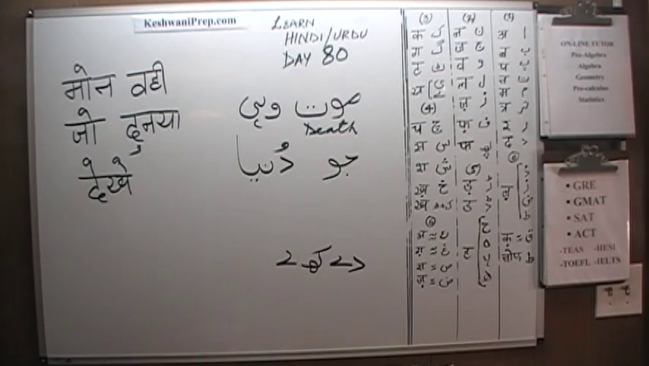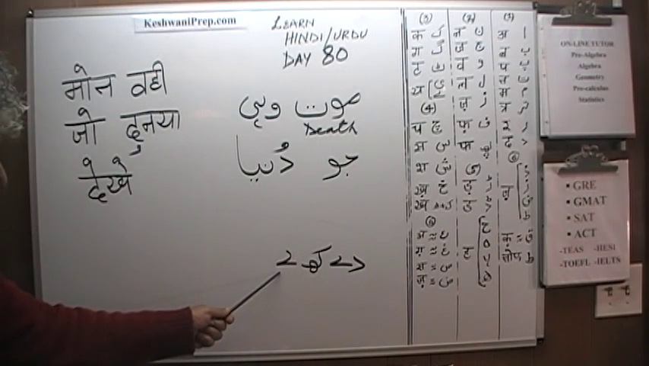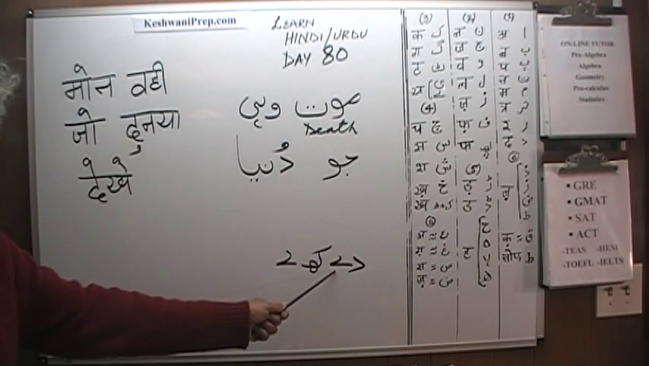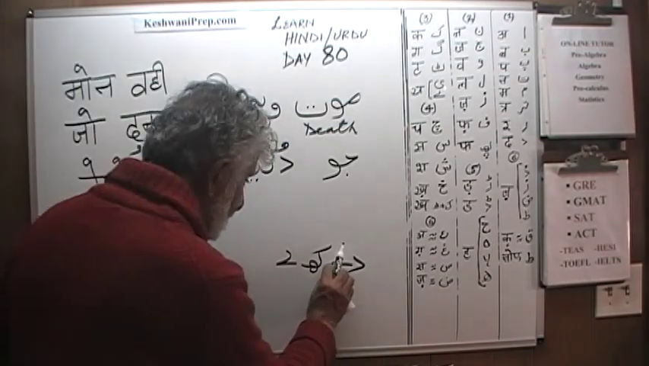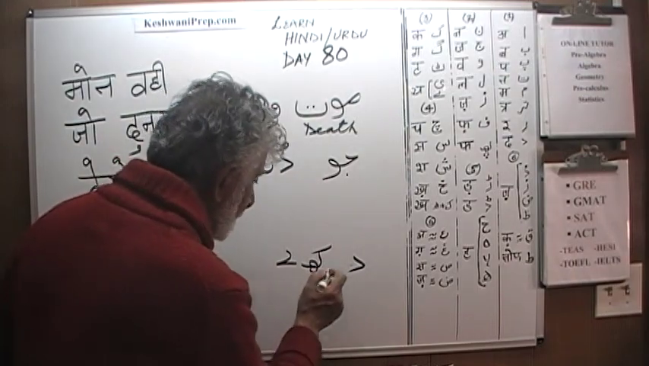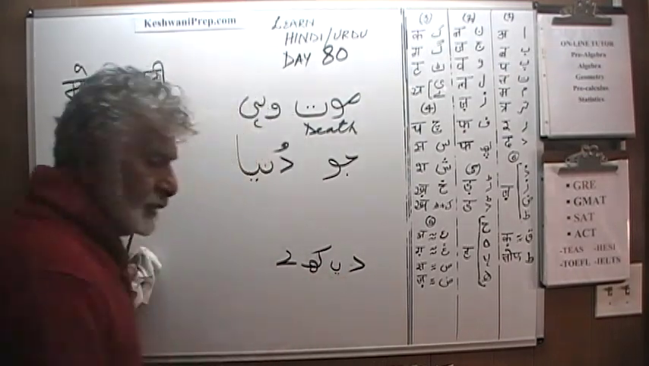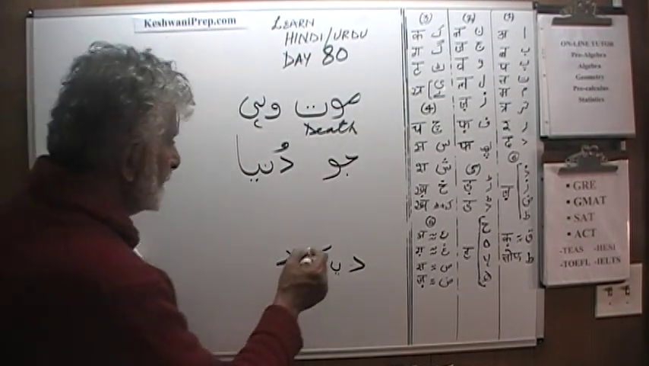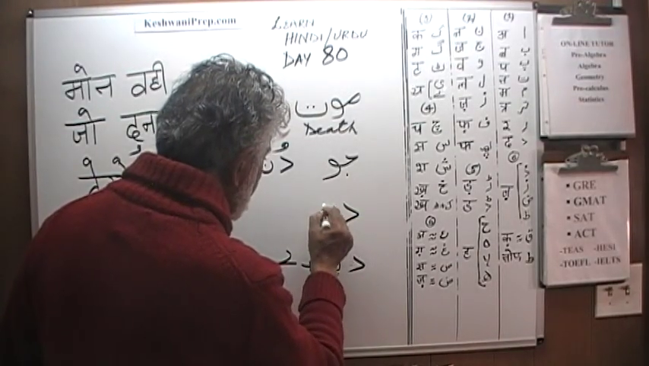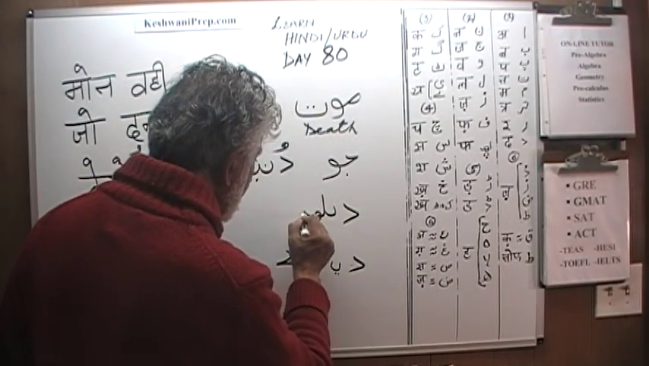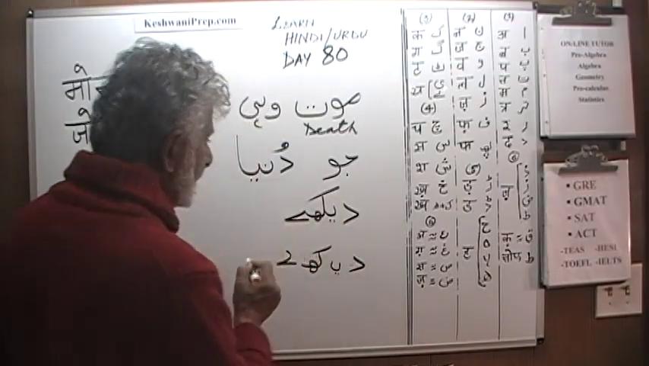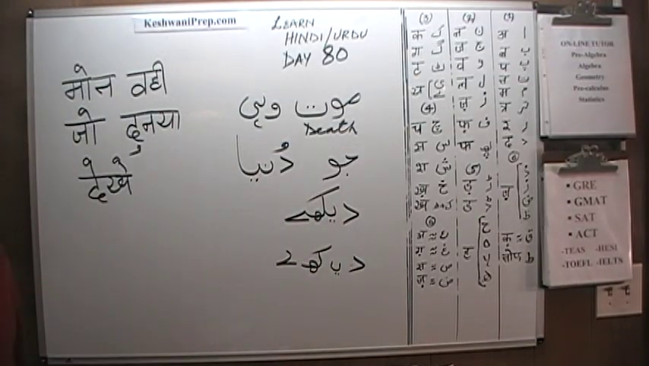Let's put them together. This second badi hai, because it appears at the end, is going to retain its shape. This one, because it appears in the middle, is going to change its shape. It's going to look like this. And we just have to put them together. Dal, badi hai, khe, and the badi hai. There you go. And that reads dekhe.